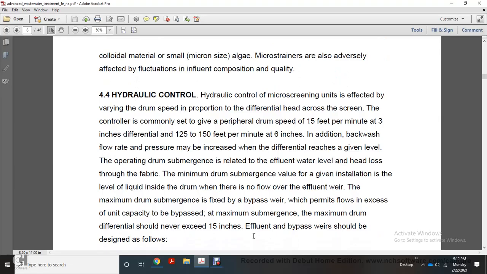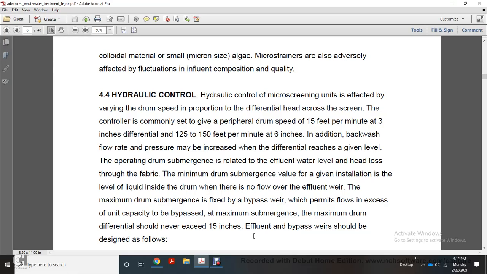Hydraulic control. Micro screening units are effective with varying drum speed proportional to the differential head across the screen. The controller is commonly set with a peripheral drum speed of 15 feet per minute at 3 inches differential, and 125 to 150 feet per minute at 6 inches. In addition, backwash flow rate pressure may be increased with a differential reached for the given level.